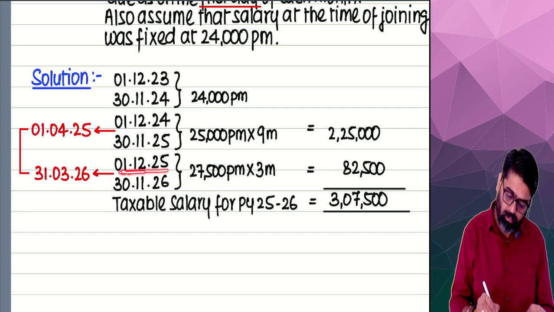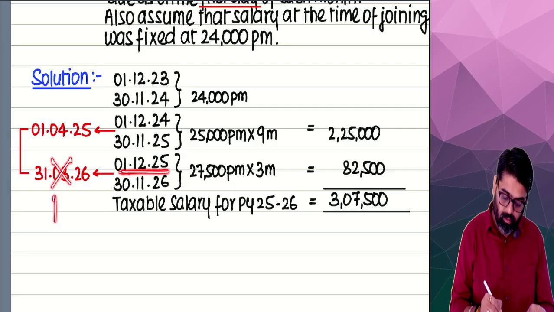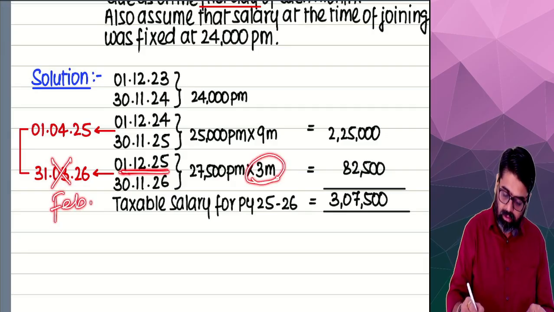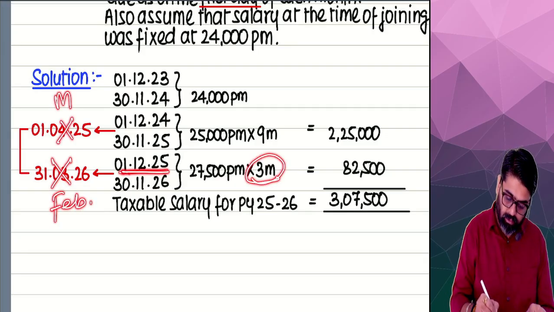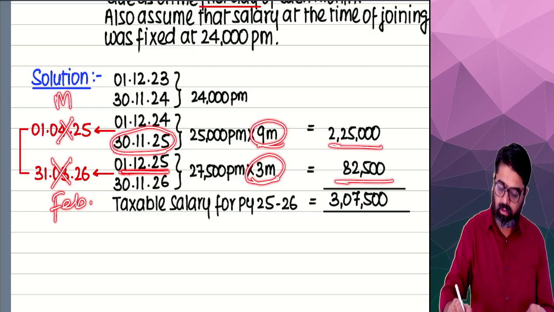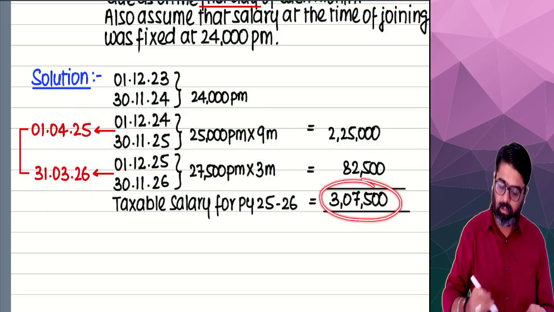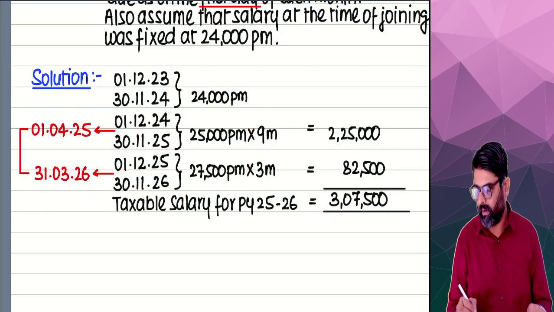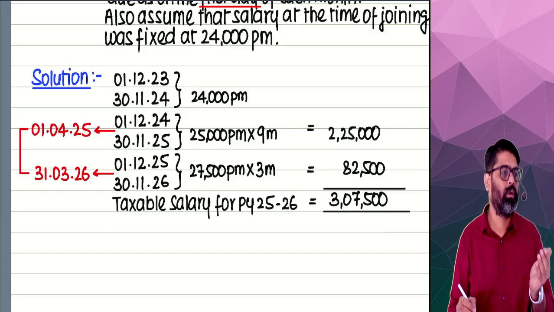So I will take from December to February, 3 months. March to November, 9 months. So this will be 2,25,000, this will be 82,500, and the total will be 3,07,500. Only 2,500 got reduced.